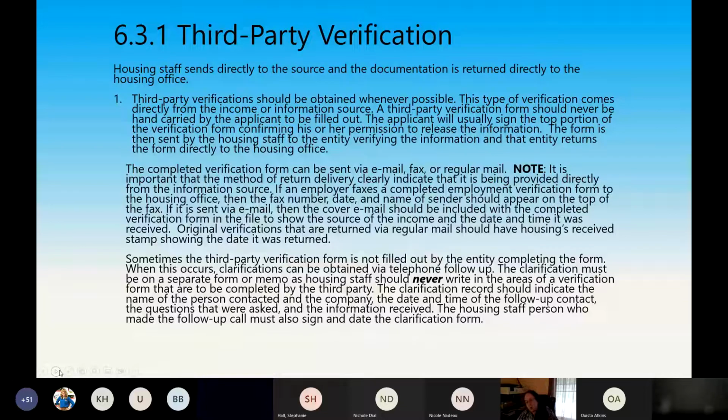The clarification record should indicate the name of the person that you contacted at the company, the date and the time that you made that contact, the questions that you asked them, and the information that you received. The housing staff person who made the follow-up call must also sign and date that clarification form.